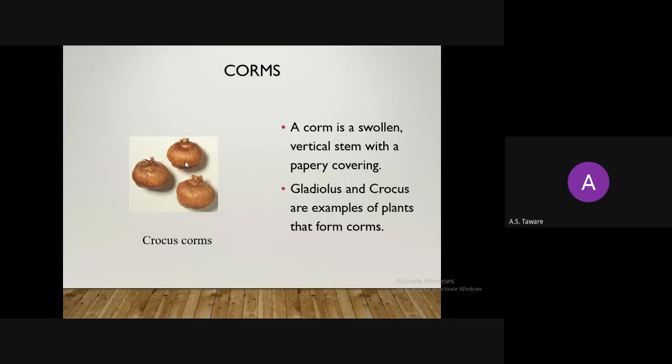Have you ever heard about Amorphophallus? Amorphophallus or Suran, have you ever heard of it? Yes, ma'am. Yes, that is the corm, where it is storing food material.